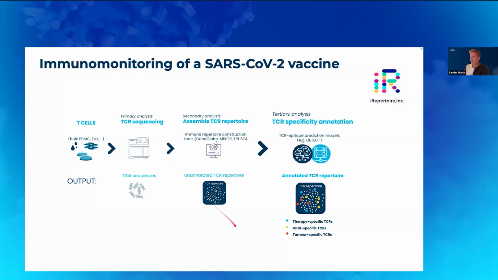Again, showing you the process a little bit. You start with the T cells, you do T-cell sequencing, you get your unannotated repertoire, and then used ImmuneWatch DETECT to try and annotate the SARS-CoV-2 specific clonotypes. So this is the work done at iRepertoire, and only the last step is applying ImmuneWatch DETECT on the data.